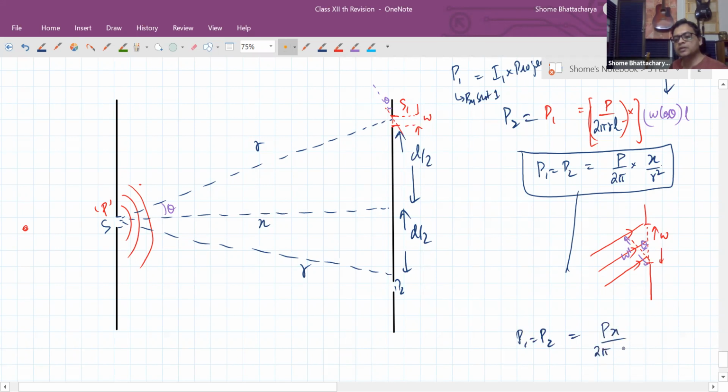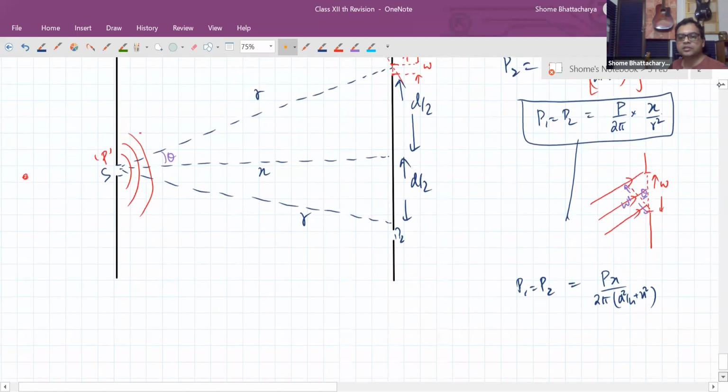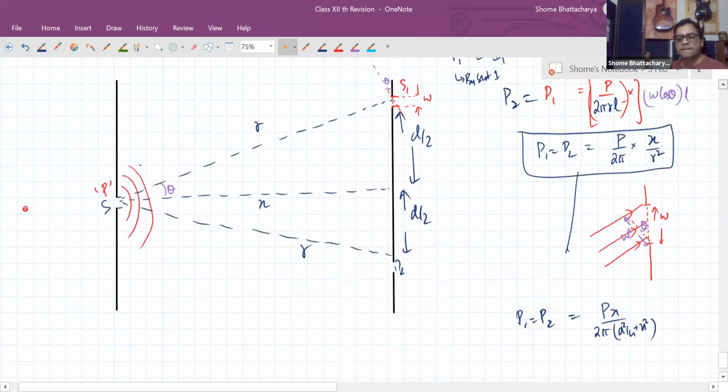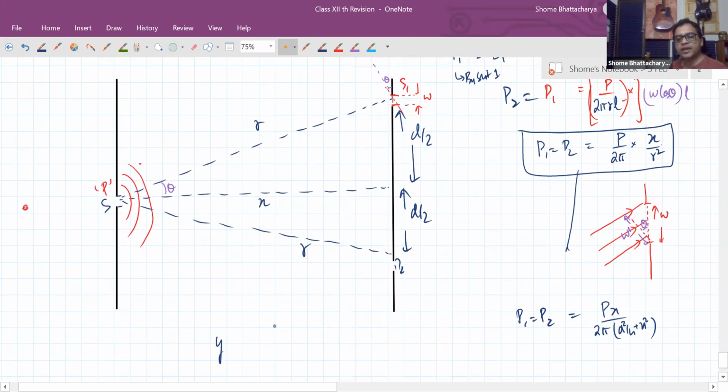So P1 equal to P2 will be Px upon 2 pi into d square by 4 plus x square. This kind of term. Now you can see the behavior of this function is non-monotonic. The behavior of this function y equal to x upon x square plus d square by 4: y is maximum when x is equal to d by 2. Nice, that sort of function.